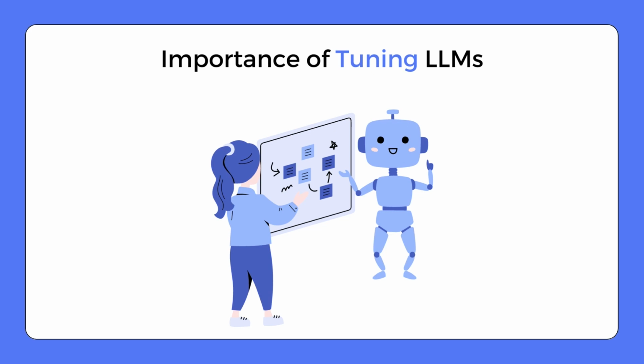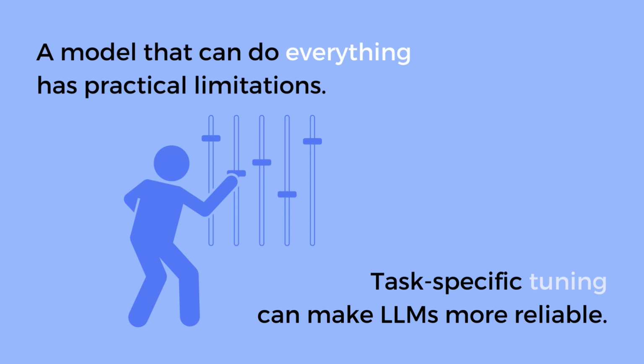In this video, we will talk about the importance of tuning LLMs for specific tasks and how to do it efficiently. It's an interesting thought to have a model that can handle everything. But in practice, LLMs come with their fair share of limitations. To increase their reliability and efficiency, LLMs need to be fine tuned for specific tasks and on specific domain knowledge.